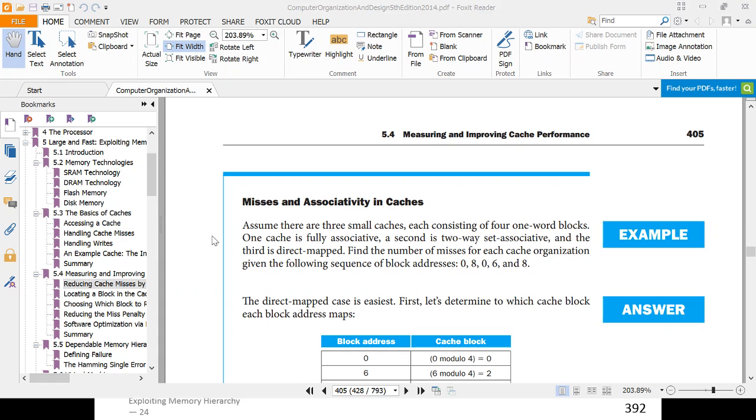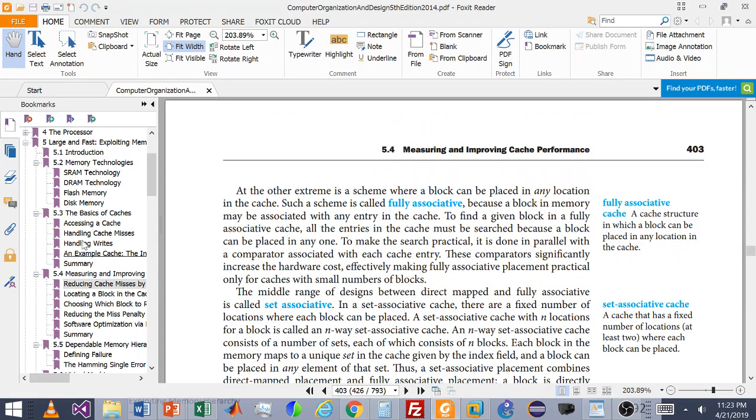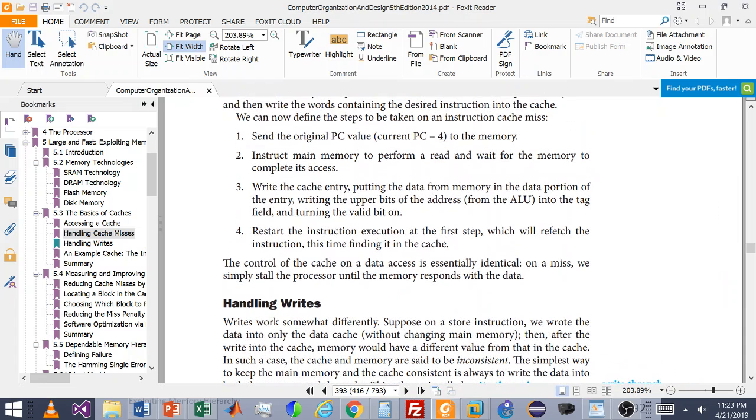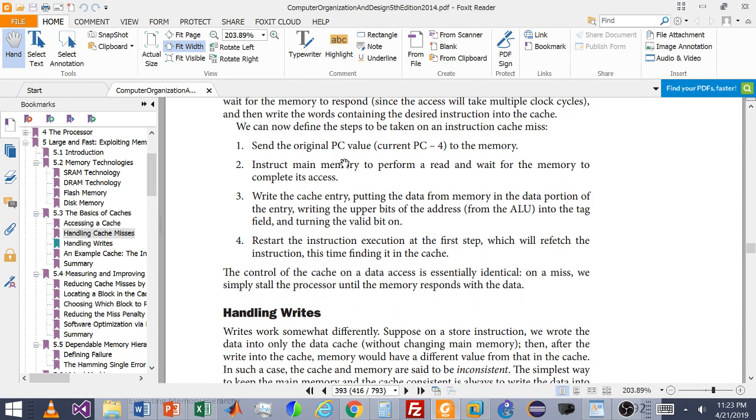So let's pull up the book on what we do when there's a cache miss. Right here, page 416 in your book. Here's what we do when there's a cache miss, and it's roughly the same for data and instructions. We've got to go back 4, because in the pipeline we already went ahead 4 for the next instruction in memory. Then we need to do a read and wait for it to access. Then we need to write that into cache, and then restart the instruction, but now using cache.